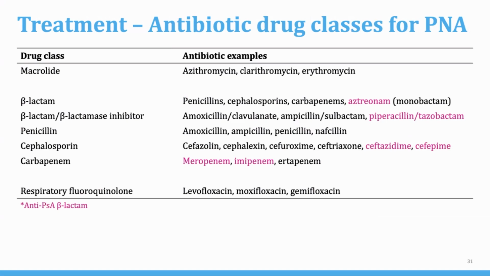This chart is here primarily for your reference because we'll refer to drug classes in the subsequent slides when building a framework for treatment of pneumonia. The medications highlighted in pink are those that are deemed to be beta-lactams with anti-pseudomonal coverage.